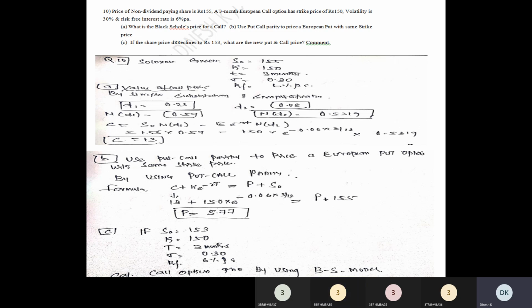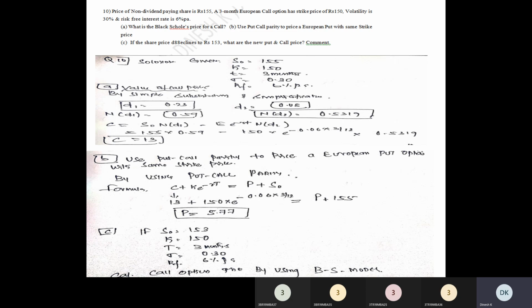3 months, so 3 divided by 12. Fine. So that is your left hand side plus right hand side P. P is what you are supposed to calculate: P plus 155. So 155 is the spot price which has been prevailing in the market, right?